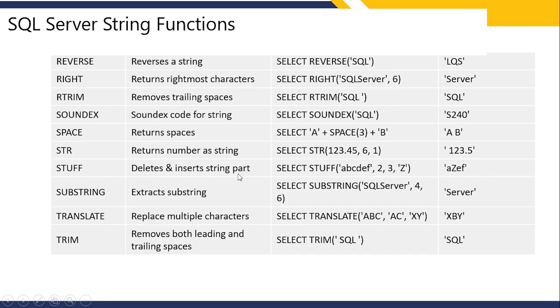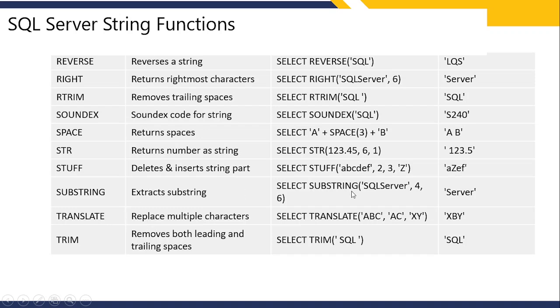Then there is STUFF. It will delete and insert part of the string. So here A, B, C, D, E, and here I specify that starting from 2, till the third, till 3. That means 3 characters from there. So B, C and D. Starting from 2, 3 characters from there on are to be replaced by this.